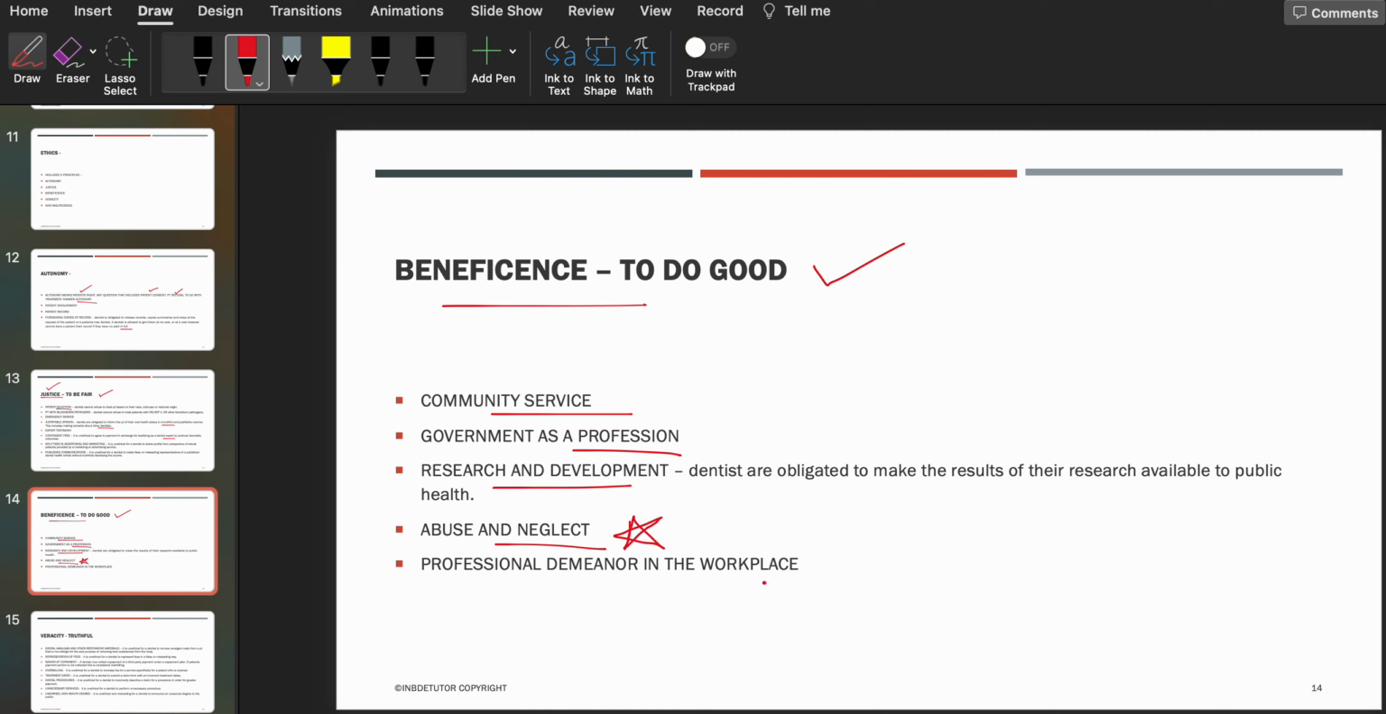Professional demeanor in the workplace. So these all will come under beneficence. Out of these, the most important are abuse and neglect and community service. Questions do come on that, about which ethical principle is being violated here.